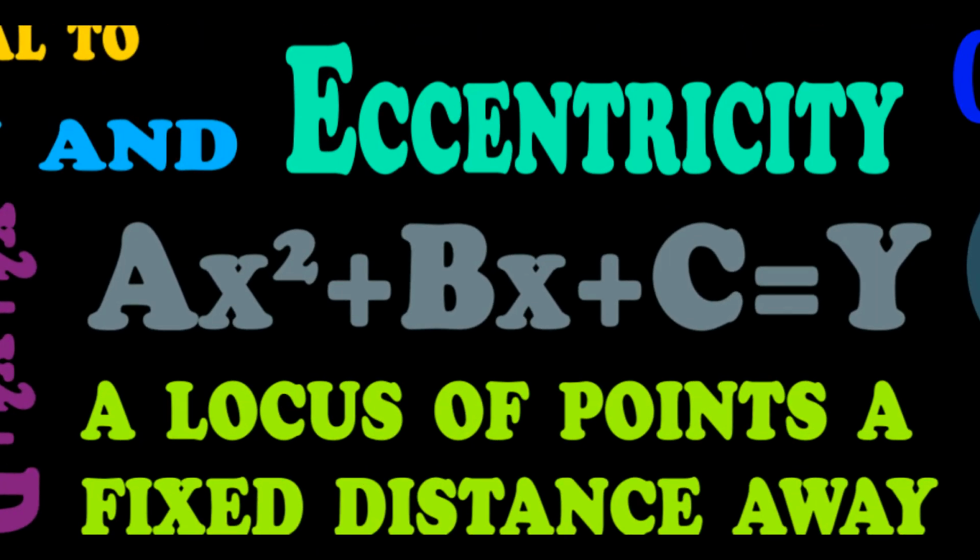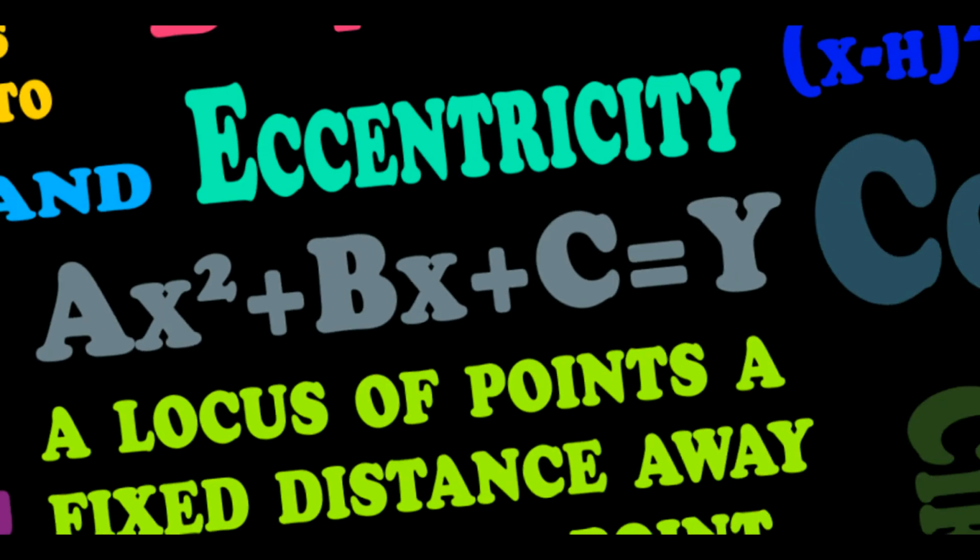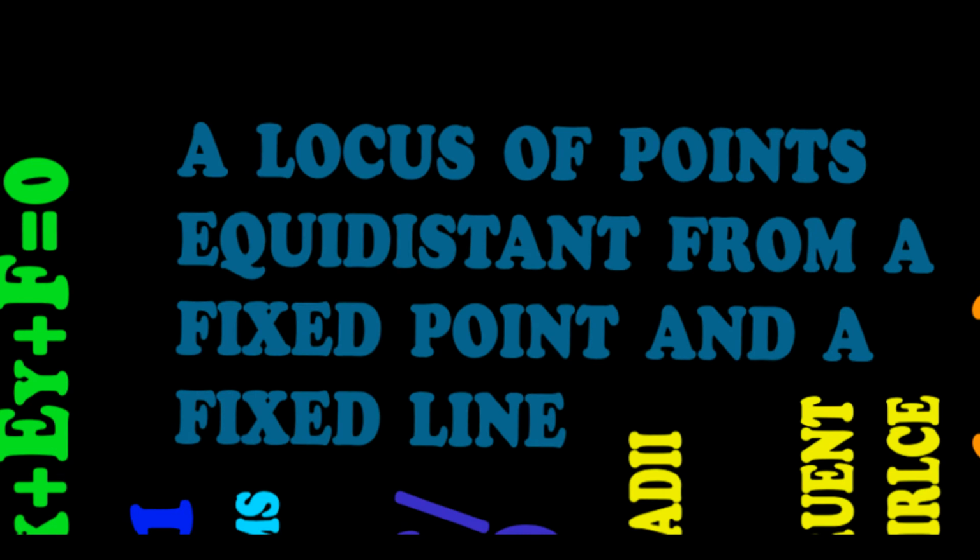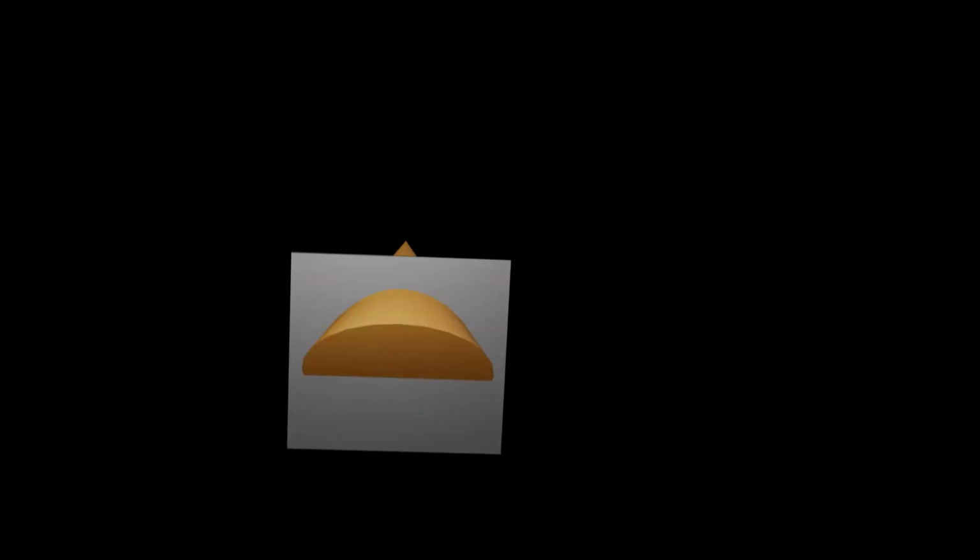The standard equation of a parabola is ax² + bx + c = y. A parabola is a locus of points equidistant from a fixed point and a fixed line. If you cut a cone at an angle through the base and the side, the cross-section created is a parabola.